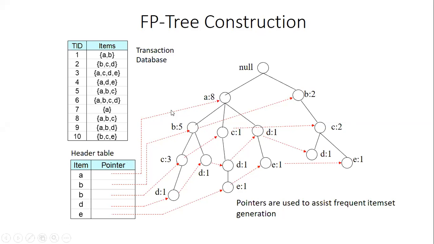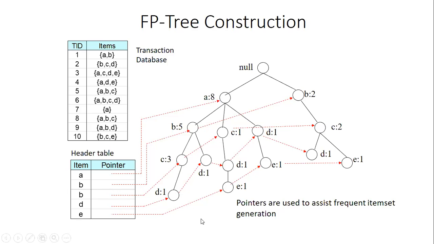A will be pointing to this node, B will be pointing to this node indirectly like this. C will be pointing to this, directly like this. Indirectly it will be CD, it will be tracking all this path. Okay, and E like this. So the pointers will be used to assist frequent item set generation.